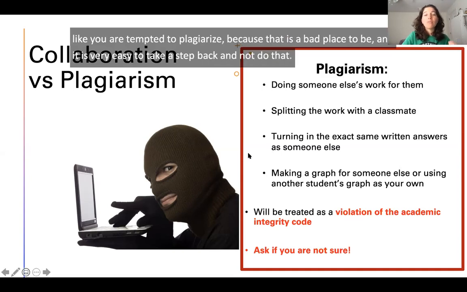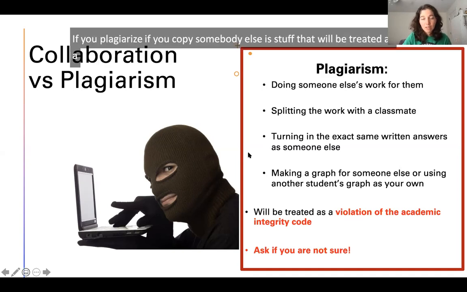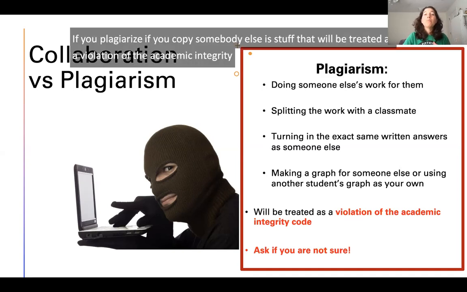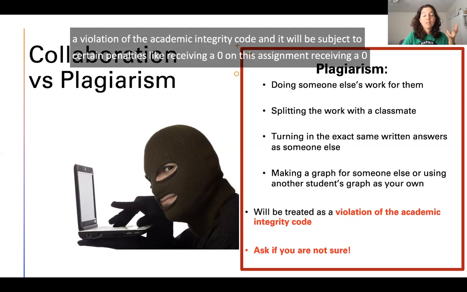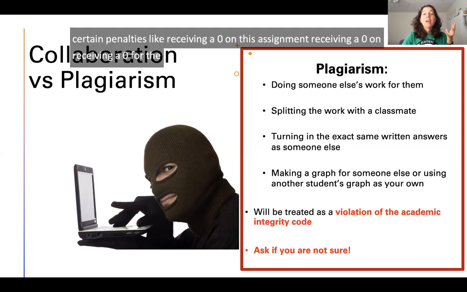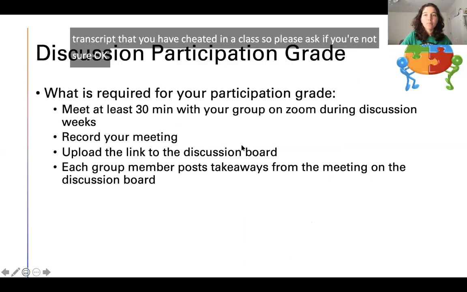If you plagiarize, if you copy somebody else's stuff, that will be treated as a violation of the Academic Integrity Code, and it will be subject to certain penalties, like receiving a 0 on this assignment, actually receiving a 0 for the entire class, I'm sorry. And that might also go on your transcript that you have cheated in a class. So please ask if you're not sure, okay? That's totally fine to do.